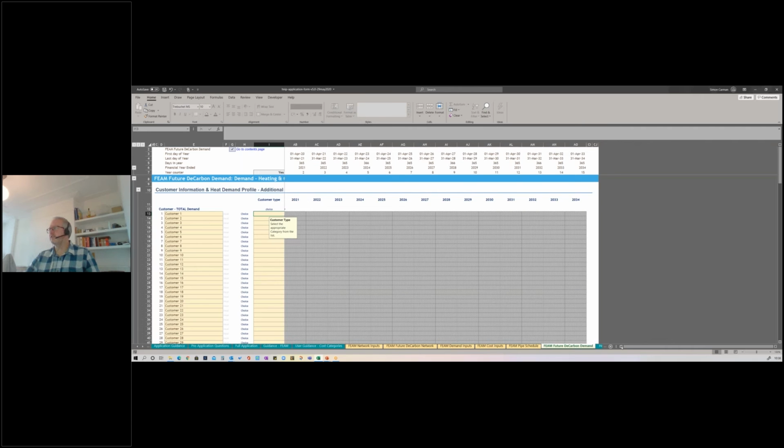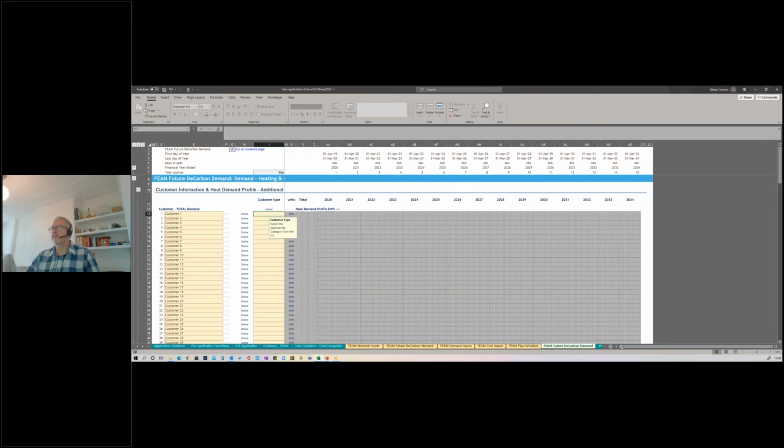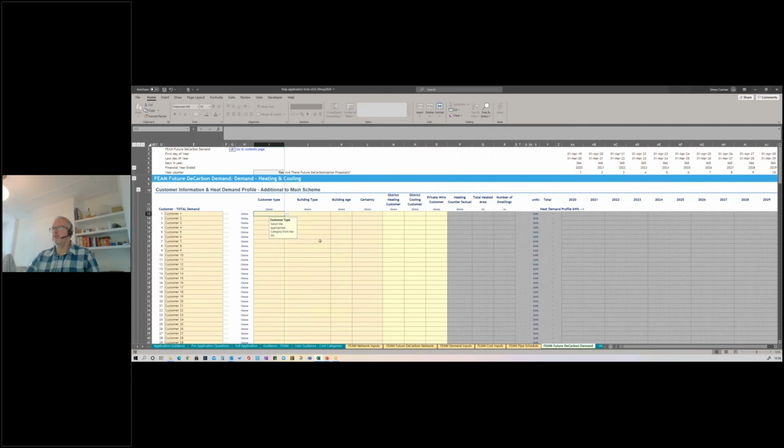Again, the information is relatively minimal. What the customer type is, building type, certainty, and the estimated profile of demand from when they come on board, and that's kind of it from that perspective.